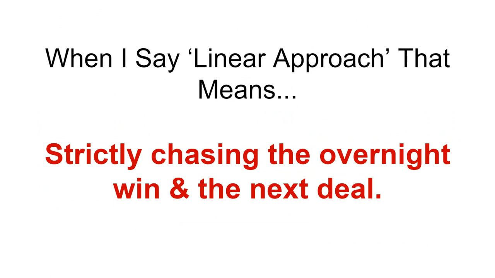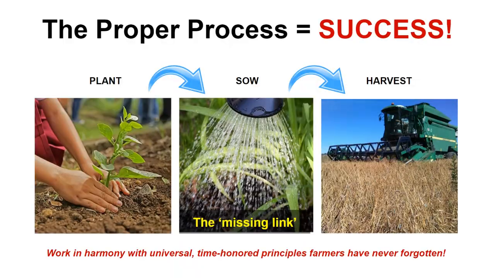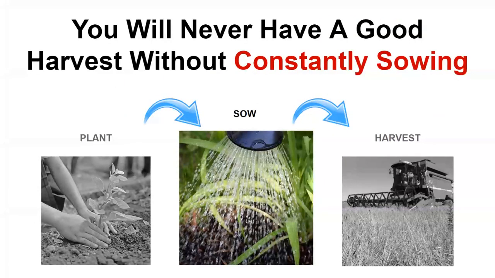So chasing the overnight deal is all well and good, right? I totally get that. But a steady approach will win in the long run every single time, right? So this is what you really need to be doing: planting, sowing, and harvesting. And the missing link that you probably had before is sowing, right? That's the part that most people don't understand they need to have in there. But realize this, though: you are never going to have a good harvest without constantly sowing.